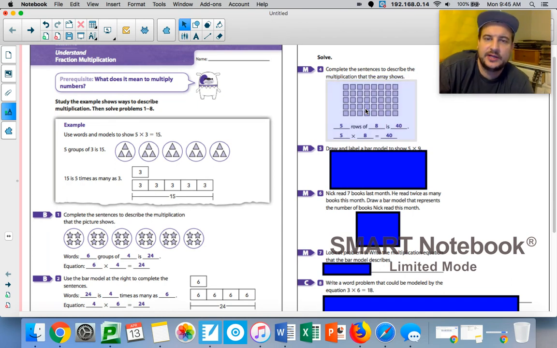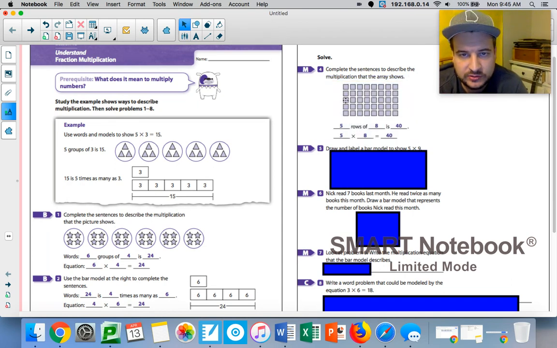Okay, so we got an array, which is 5 by 1, 2, 3, 4, 5, 6, 7, 8. 5 by 8, right there. I didn't have to count, but hey, you know, I like to count. 5 rows of 8 equals 40. 5 times 8 equals 40.